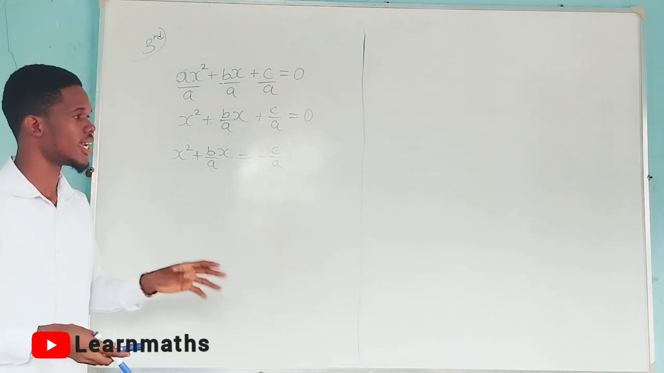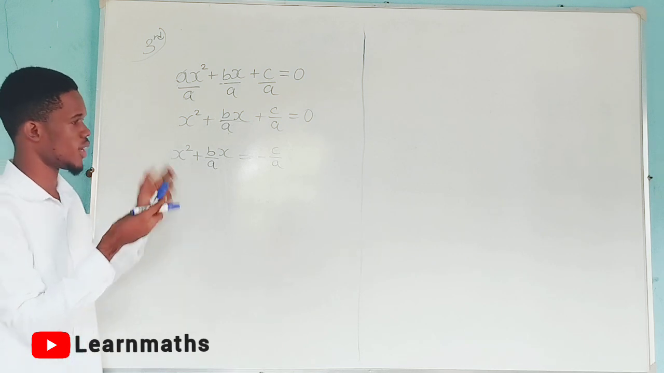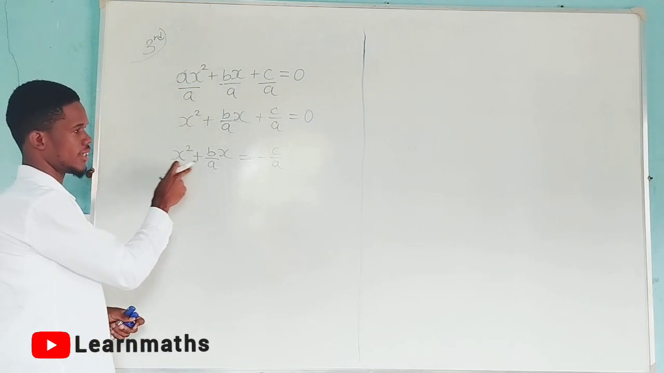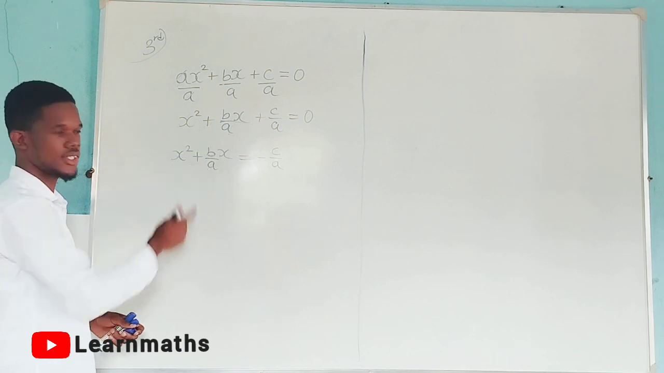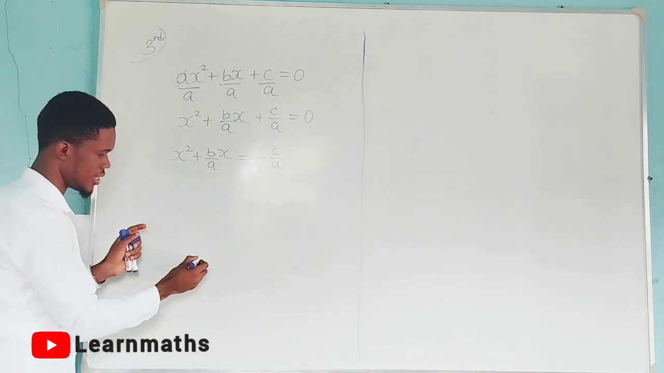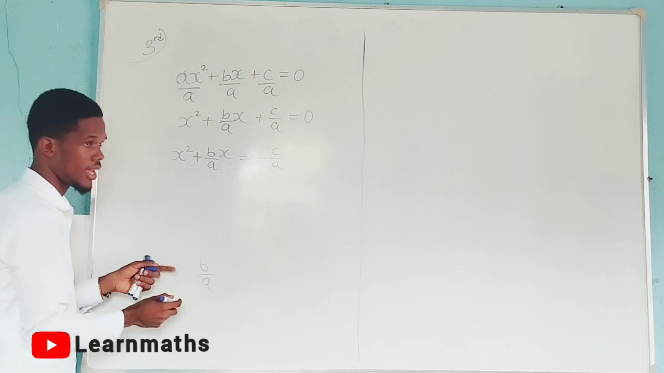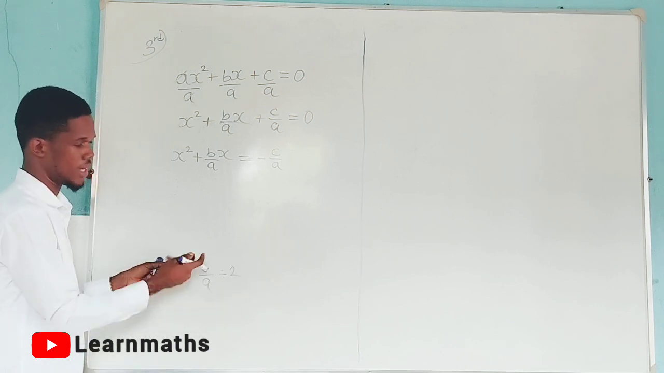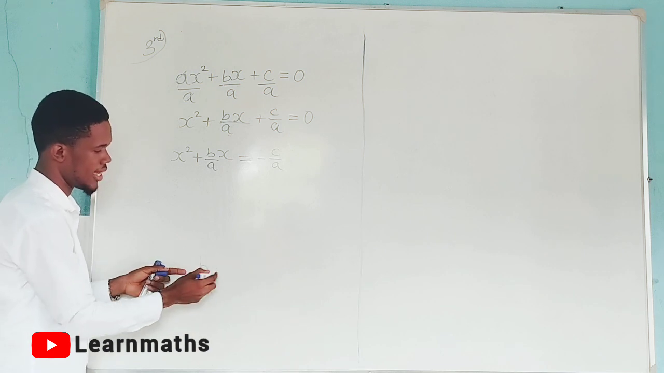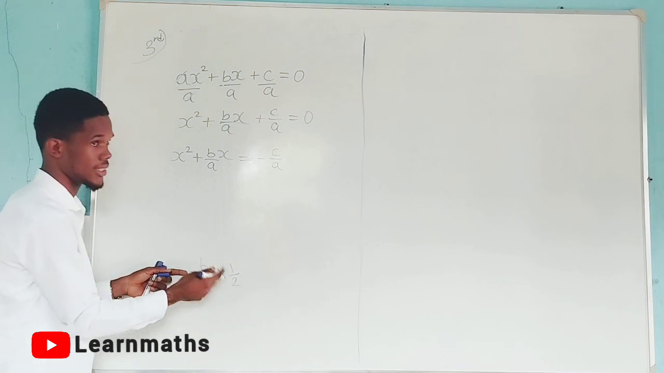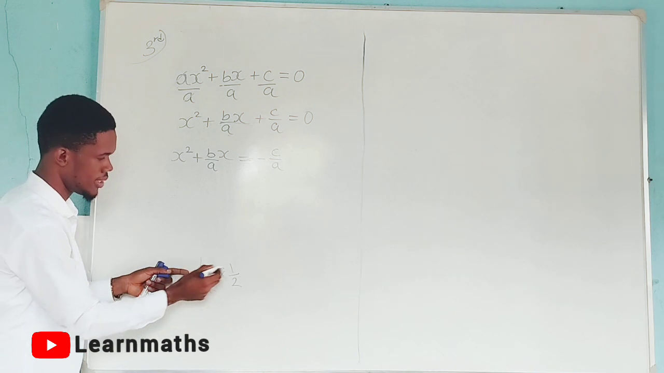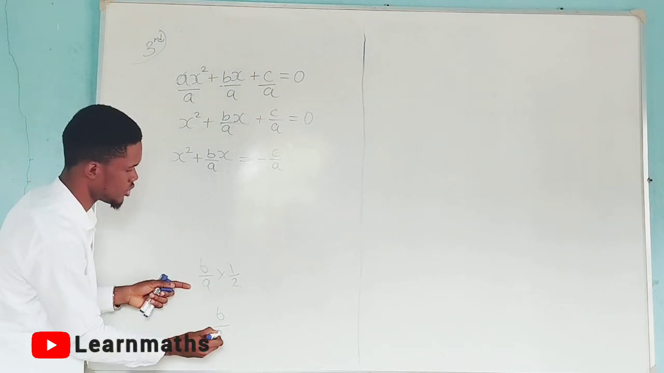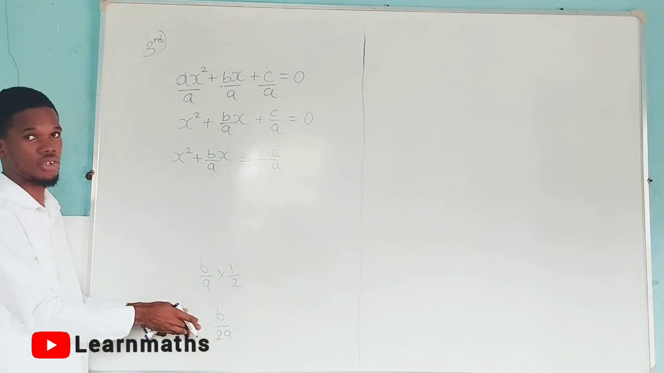Alright, so what is the next step after this? Add to both sides half the coefficient of x, squared. Now what is the coefficient of x here? B over a, right? So let's see what half of b over a is. Half of b over a, that is b over a divided by 2, right? Or you can write this as b over a times half. That's times 1 over 2. So this is going to be b times 1, b, right? Then a times 2, that is 2a. So this is half the coefficient of x.